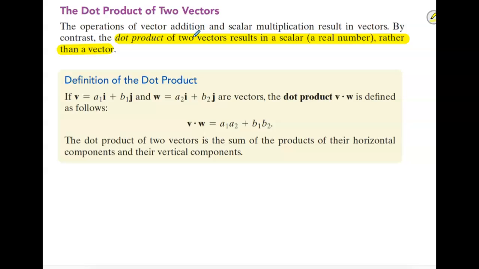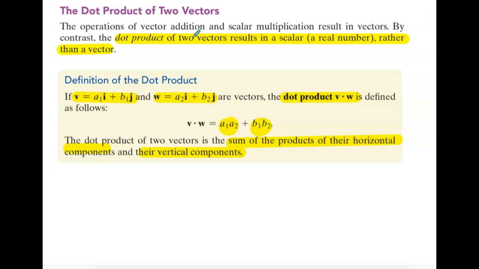So we have vector v and vector w, and those are both vectors. To perform the dot product, you multiply the a values and then add it to the multiplication of the b values. So the dot product of two vectors is the sum of the products of their horizontal components and their vertical components.